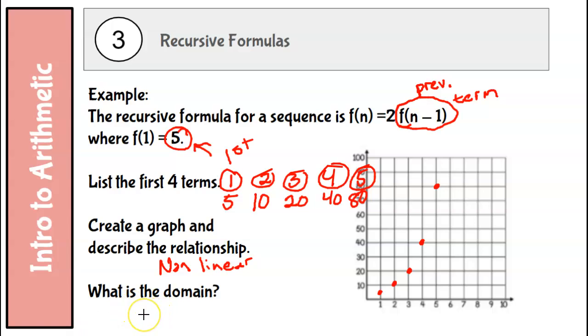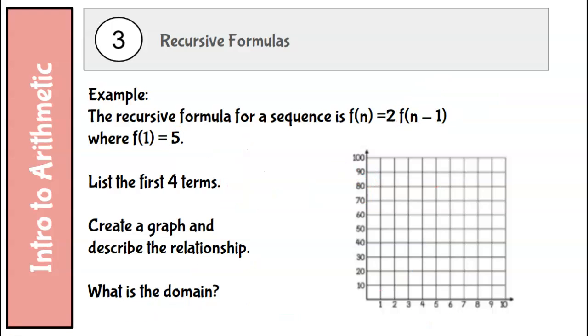The domain, excuse me, is all the x values. And we don't want to connect these dots because these represent the terms. And it doesn't make any sense to have 1.5 terms or 2.5 terms. So this is a discrete function, so we're not going to connect it. So the domain is going to be positive integers, also known as whole numbers. All whole numbers. That's a U. All whole numbers. No decimals, so we can't say all real numbers on this one.